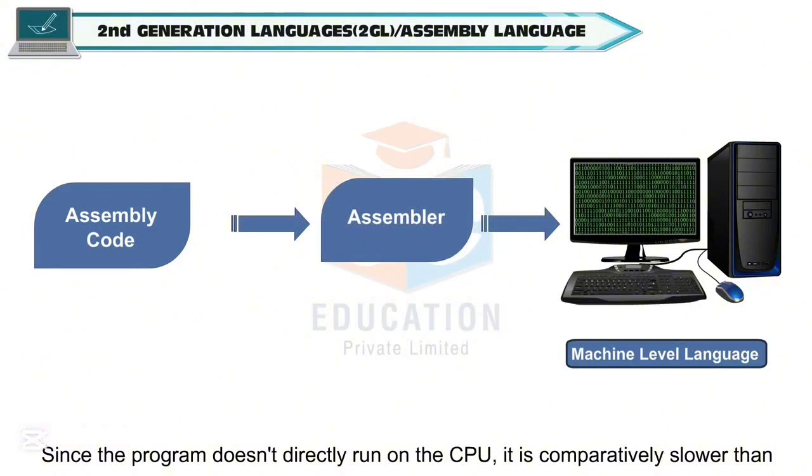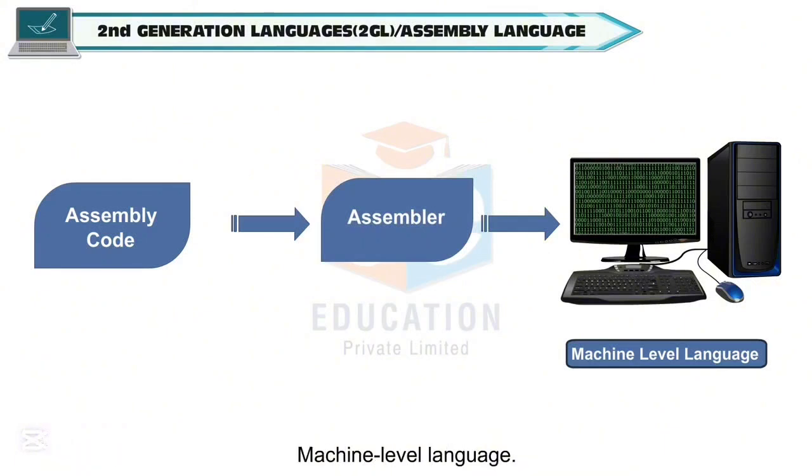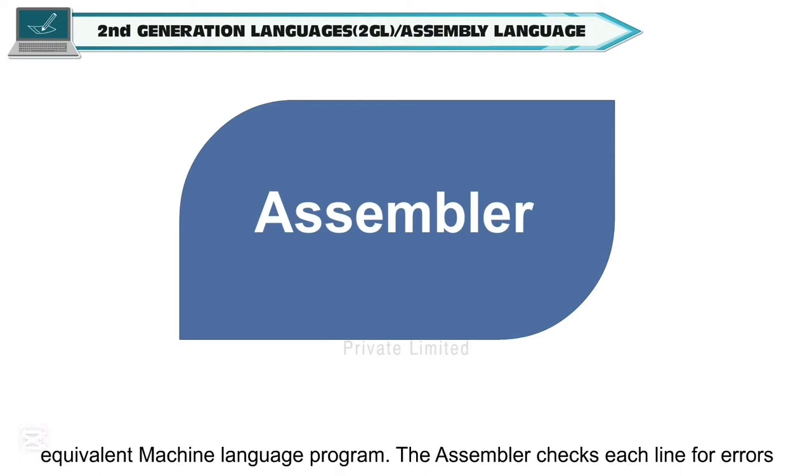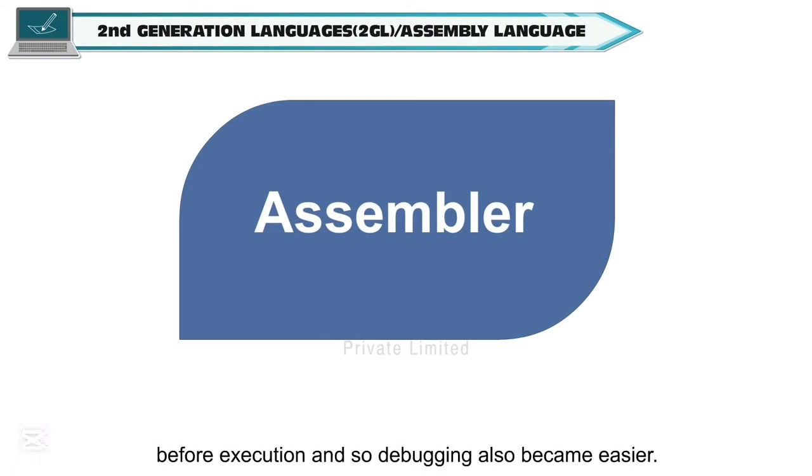Since the program doesn't directly run on the CPU, it is comparatively slower than machine level language. Assembler is a language processor, which converts assembly language program into its equivalent machine language program. The assembler checks each line for errors before execution, and so debugging also becomes easier.